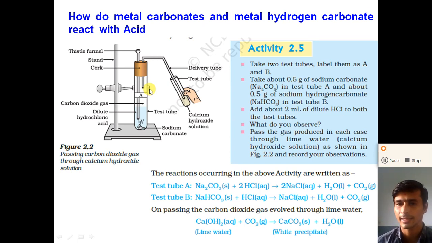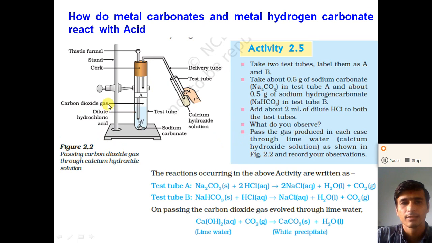Similarly, in test tube B, sodium hydrogen carbonate, NaHCO3, is there. When the NaHCO3 reacts with hydrochloric acid, it produces the salt, water and carbon dioxide gas. Now when this carbon dioxide gas passes through the calcium hydroxide solution, you observe that the calcium hydroxide is converted into calcium carbonate and water, and the solution of calcium hydroxide becomes milky.